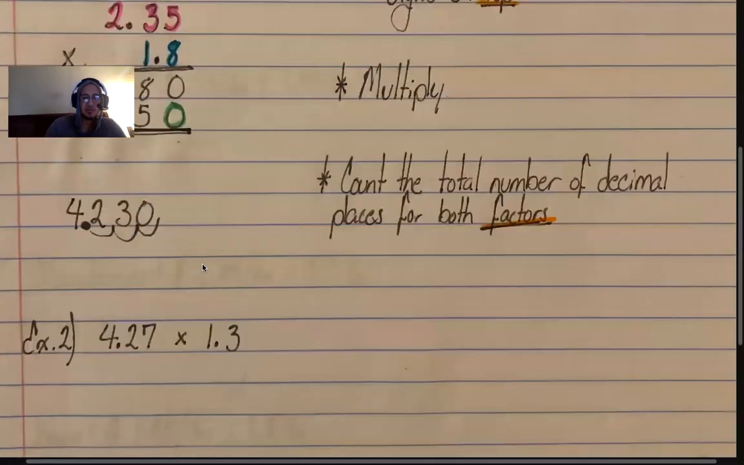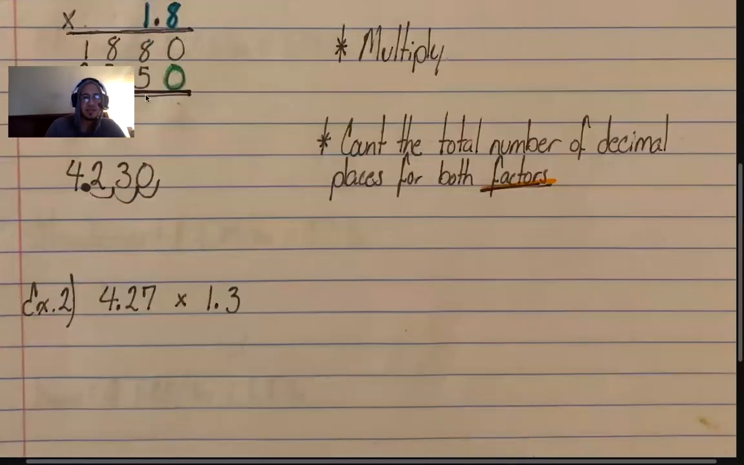Let's try another one. Notice how we have, here, let me do a darker color, 4 and 27 hundredths times 1 and 3/10. Again, notice how instead of lining up the place values, I just lined up the digits from right to left. Let's go ahead and do this.